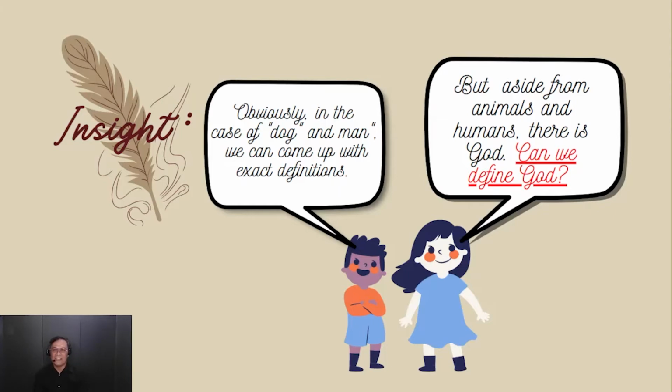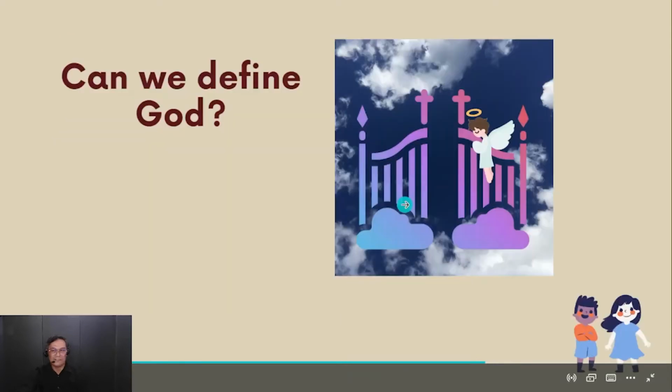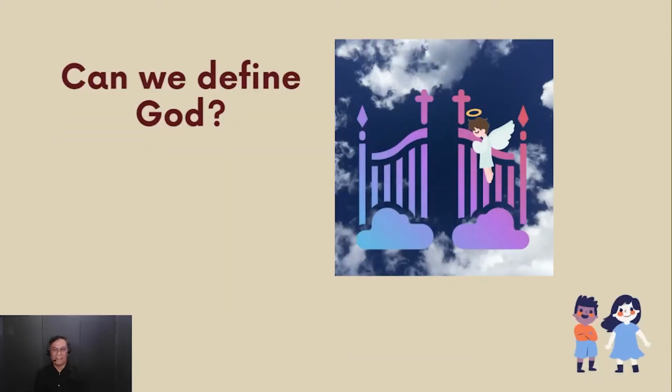And she says, but aside from animals and humans, there is God. All right. Now she has another problem to give us, and she asks, can we define God? And that is now another problem for us. It is actually a big problem, and we are here to find a solution to that problem. Can we define God? Wow, that is another unusual question.